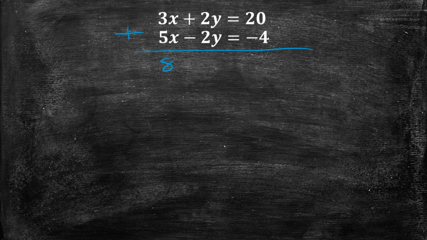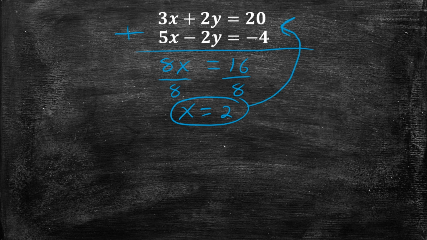3x plus 5x is 8x. 2y minus 2y cancels, and that is going to be equal to 16. And now we divide by 8 because we want to solve for x, and then we get x is equal to 2. Now we have our x value. All we have to do is plug this x into any one of those equations, whichever one, it doesn't matter. You're going to get the same answer. So let's go ahead and plug it into the first one. So we have 3, and our x value is 2, like that. And we got plus 2y is equal to 20.